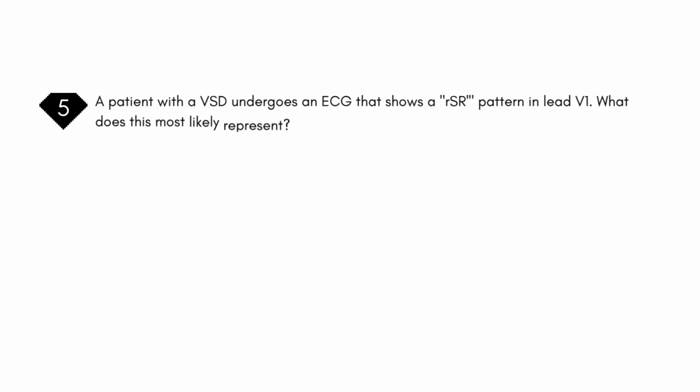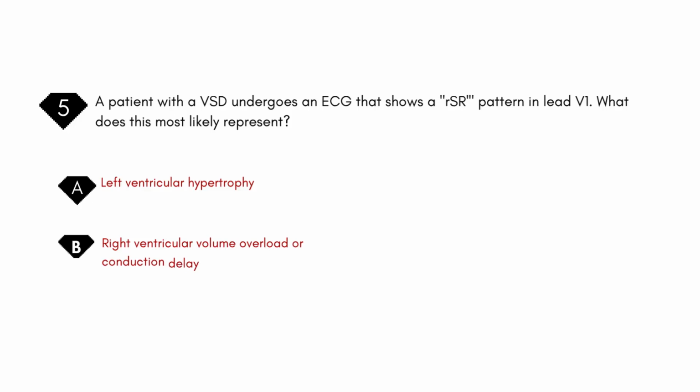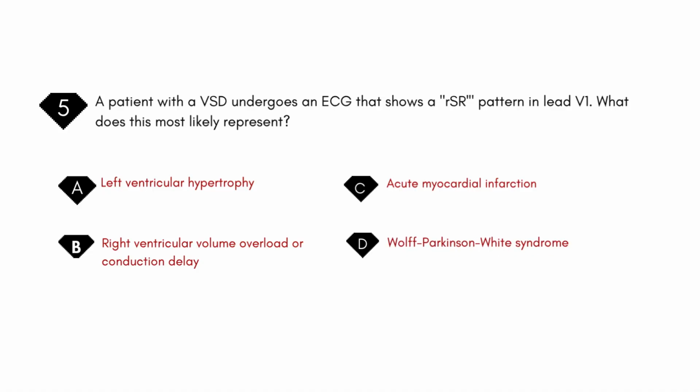A patient with a VSD undergoes an ECG that shows an RSR pattern in lead V1. What does this most likely represent? A. Left ventricular hypertrophy. B. Right ventricular volume overload or conduction delay. C. Acute myocardial infarction. D. Wolff-Parkinson-White syndrome. Answer: B. Right ventricular volume overload or conduction delay.